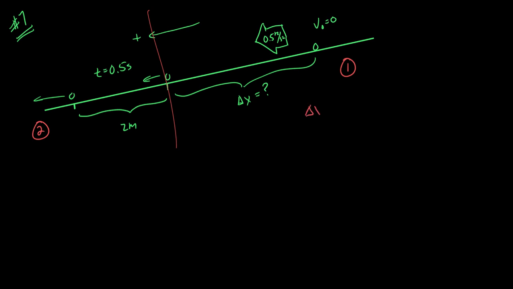Interval 1, we do not know delta x, but we know the initial velocity was 0. We don't know the final velocity, but the acceleration is 0.5 meters per second squared. We don't know time.